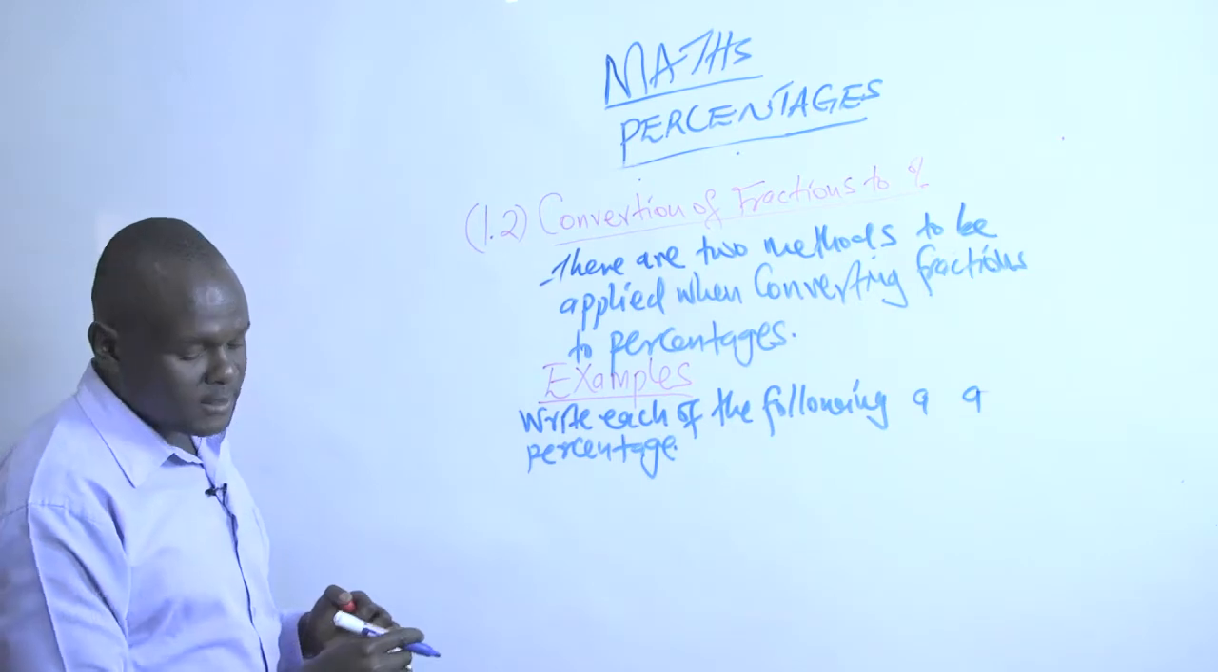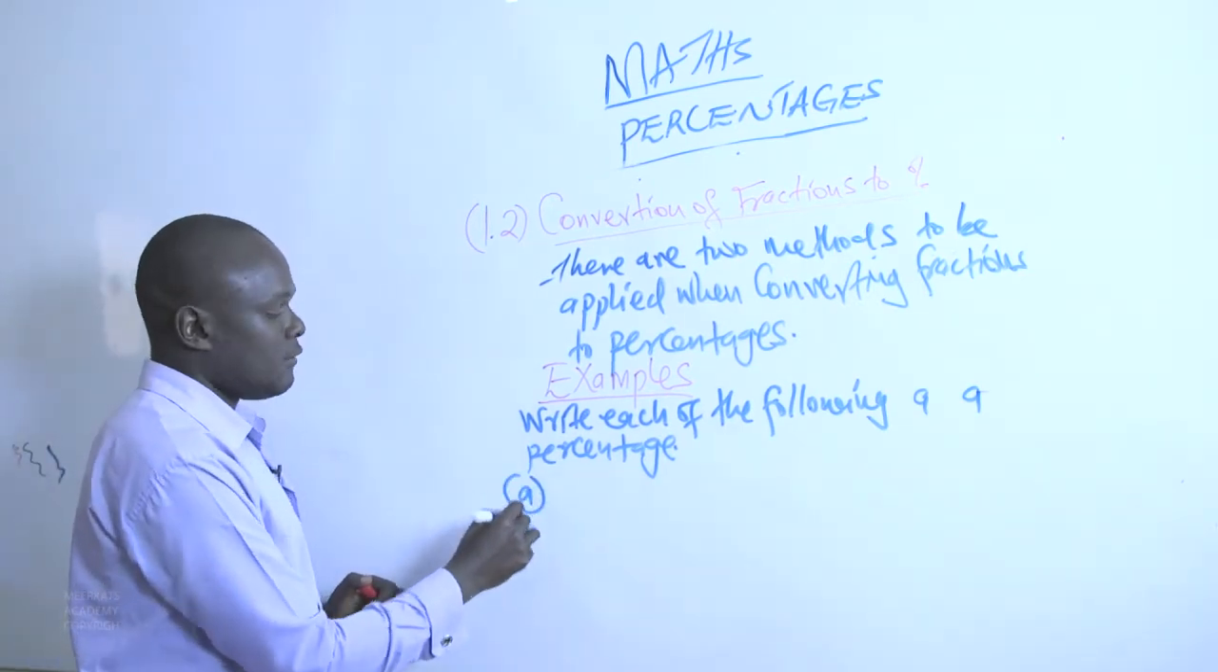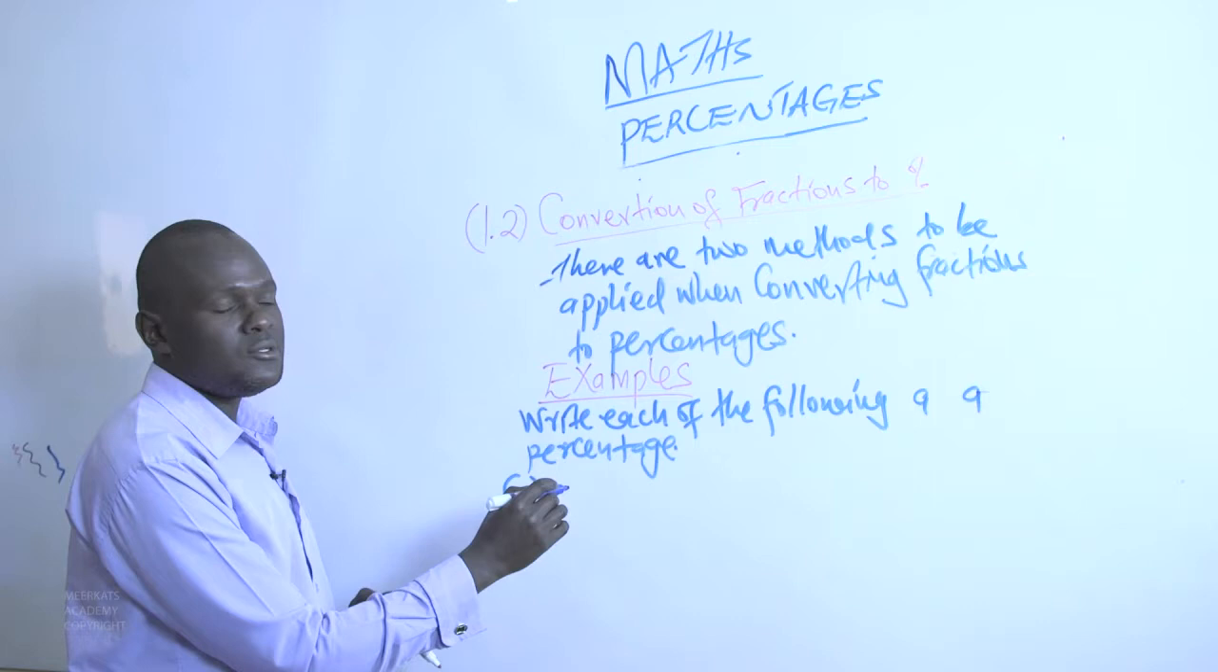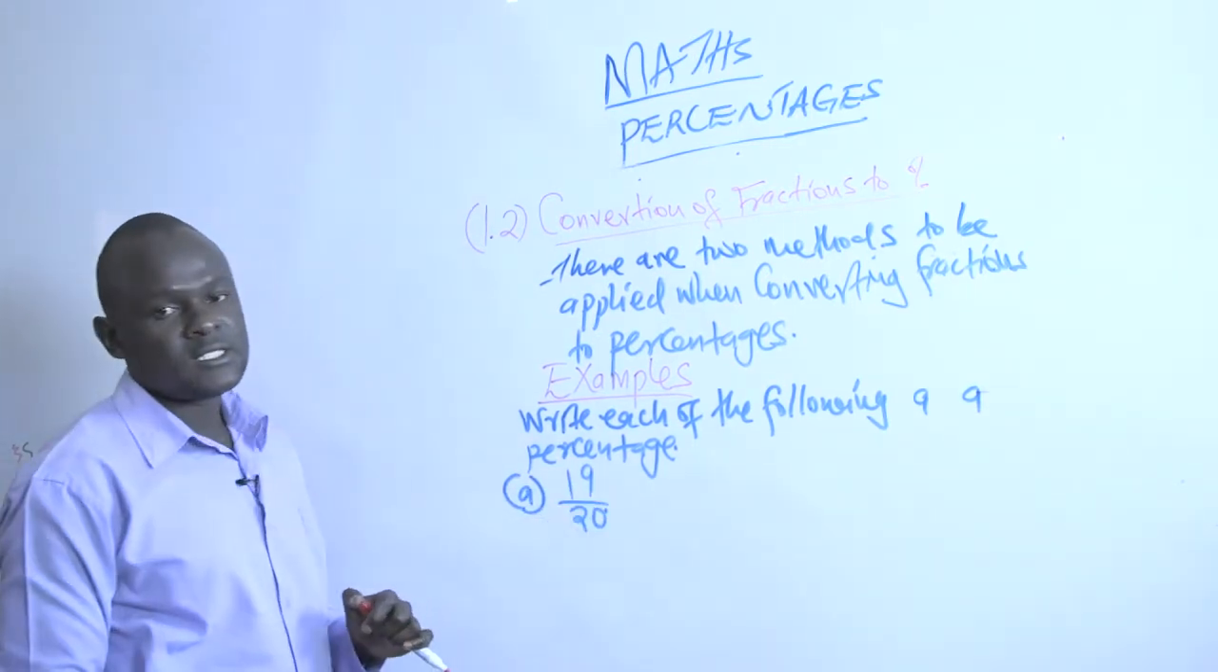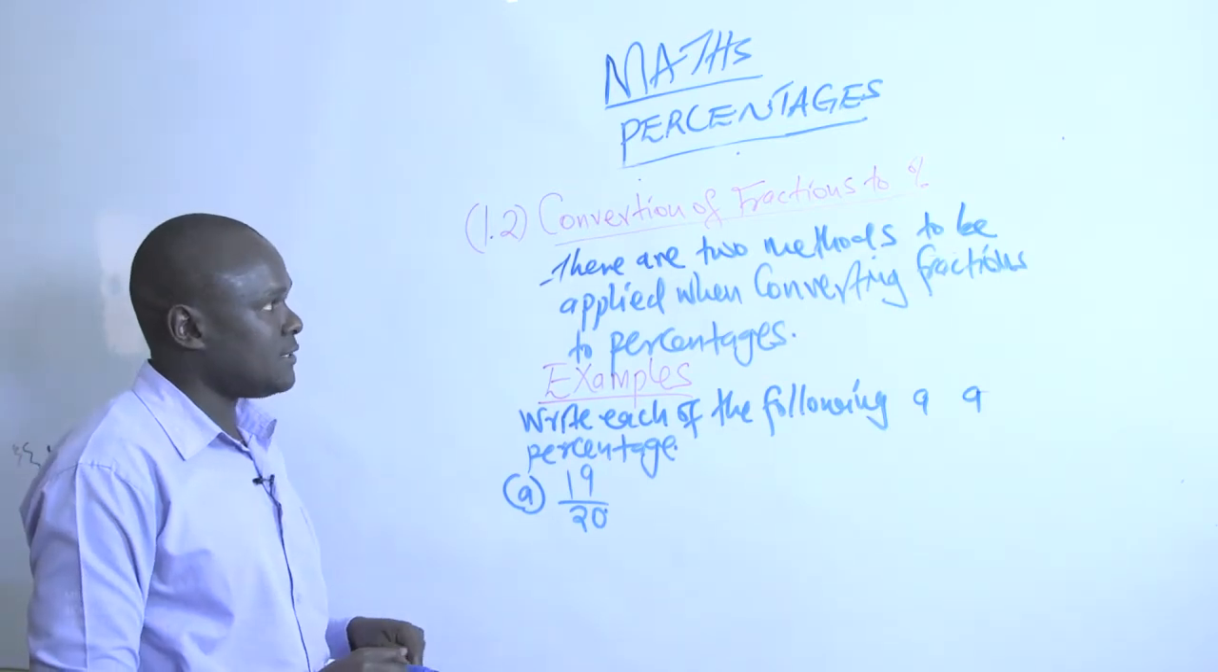Write each of the following as a percentage. And our first example is 19 out of 20.